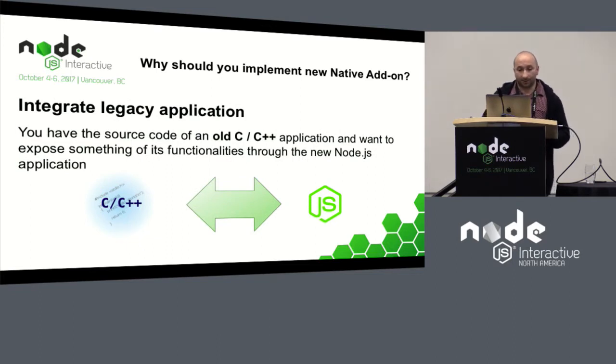Sometimes you just want to integrate some legacy application. So you have an old C++ code, and you want to expose some of its functionality through your new Node application. The right choice is to create a native add-on and call your old software directly from JavaScript.